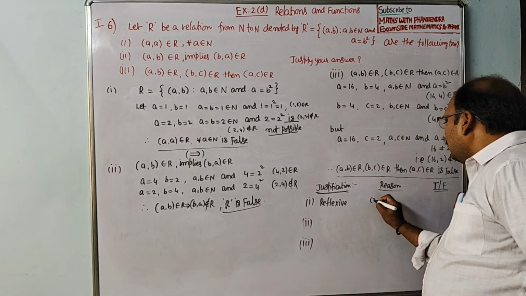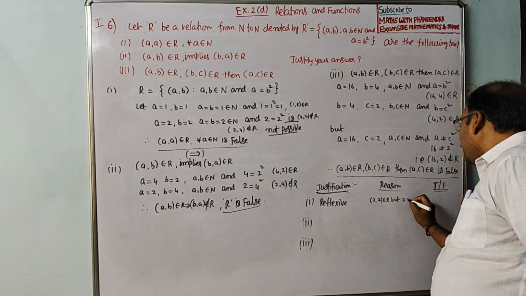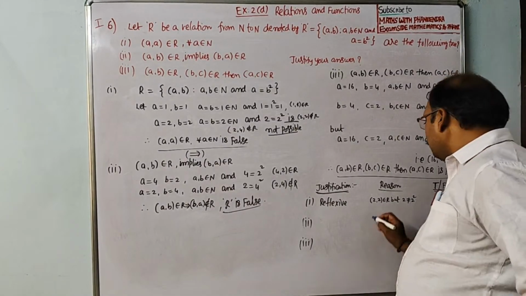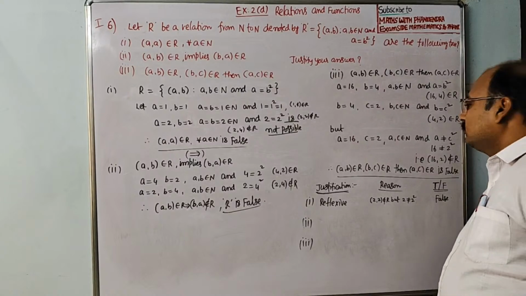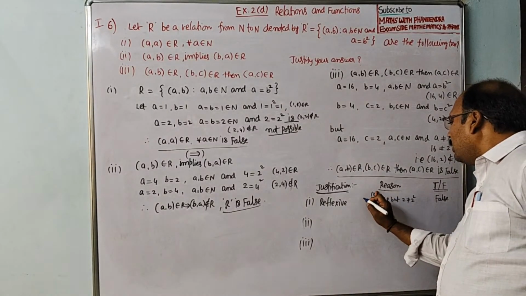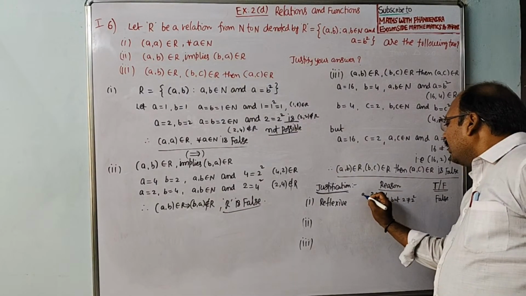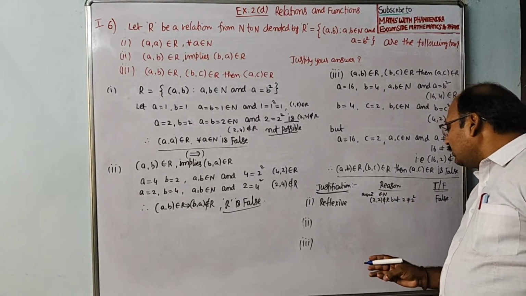Here (2, 2) belongs to R, but 2 is not equal to 2 square. Therefore, it is a false statement. (2, 2) belongs to N, maybe. A is equal to B is equal to 2 belongs to N, but it is not.